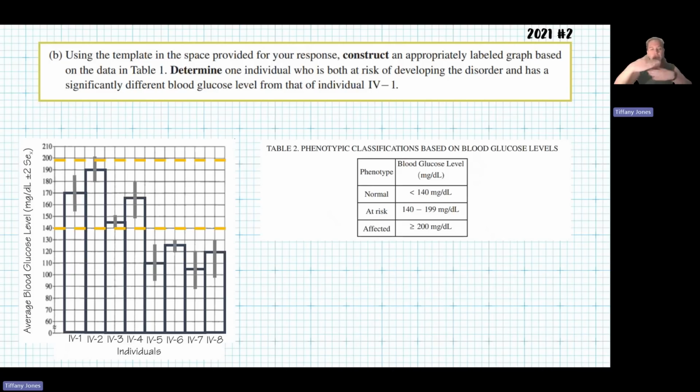So I'm going to draw a little double arrow or line or whatever this is to say where the axis is, right? Where I'm looking for things that are at risk, right? So here are the at risk. They're 140 to 199.